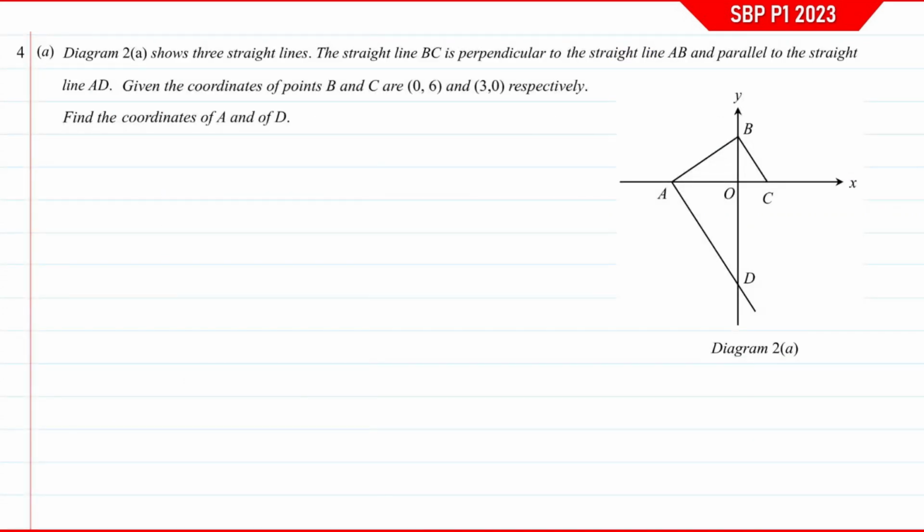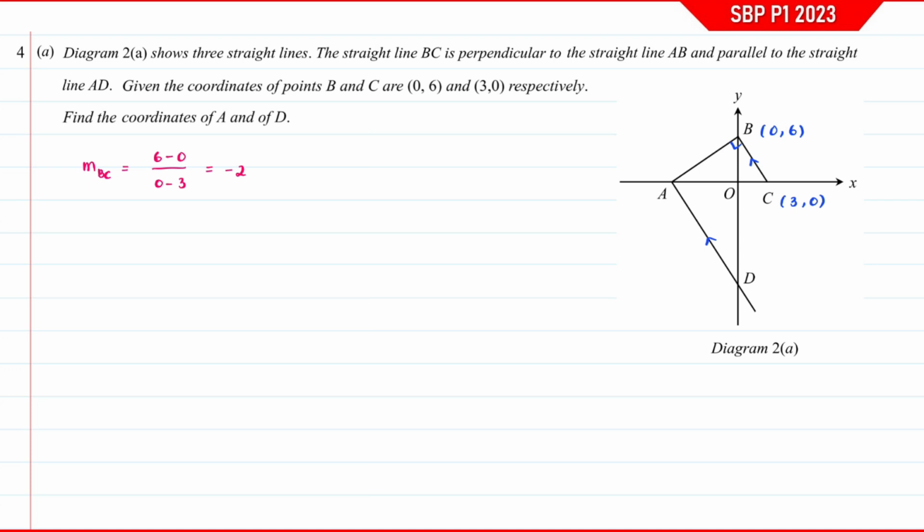Question 4a. Diagram 4a shows three straight lines. The straight line BC is perpendicular to the straight line AB and parallel to the straight line AD. Given the coordinates of the points B and C are (0, 6) and (3, 0) respectively, find the coordinates of A and of D. First, we're going to find the gradient of BC. It will be 6 minus 0 over 0 minus 3, which is equal to negative 2.